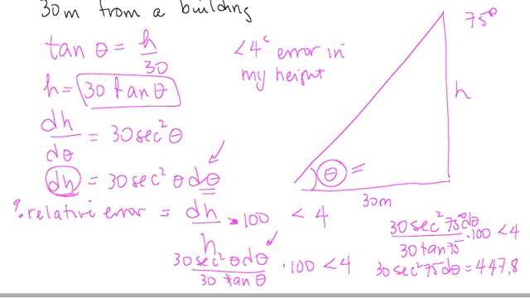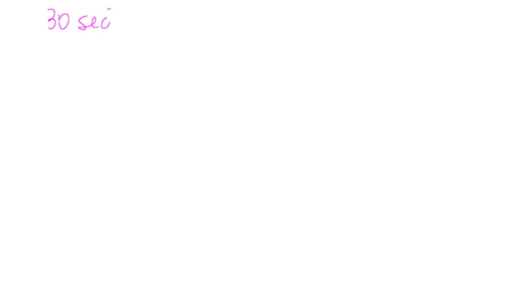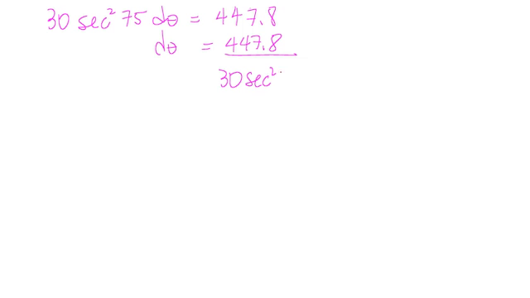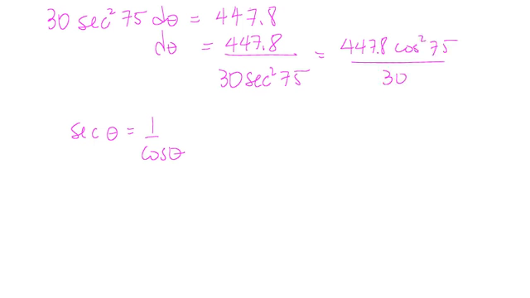447.8. Divide both sides by 30 and divide by the secant squared. Let me put a new page in here. So I have 30 secant squared of 75 d theta equals 447.8. So d theta is 447.8 divided by 30 secant squared 75. And remember secant theta is 1 over cos theta. So that means that this is the same as 447.8 cosine squared 75 over 30.